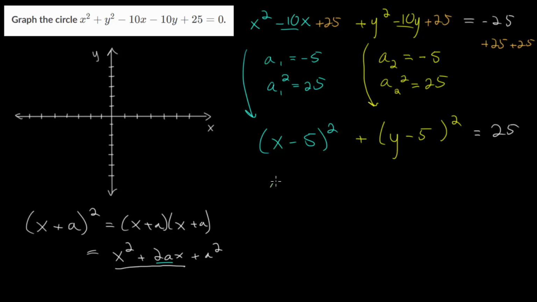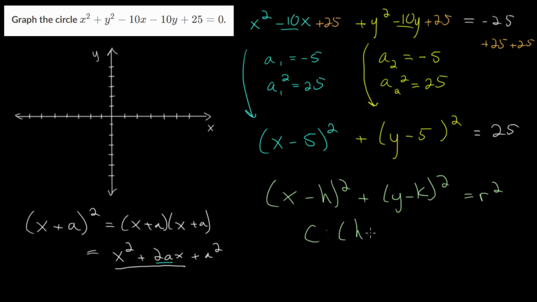Since remember that the standard equation in its most general form is x minus h squared plus y minus k squared is equal to the radius squared, where the center of the circle is at h comma k, and the radius of the circle is the r value. So we can figure that out from our equation that we solved for here. So we can figure out the center and the radius of our given circle.